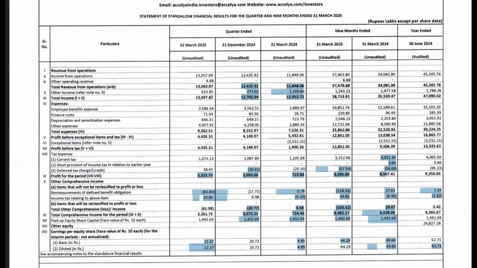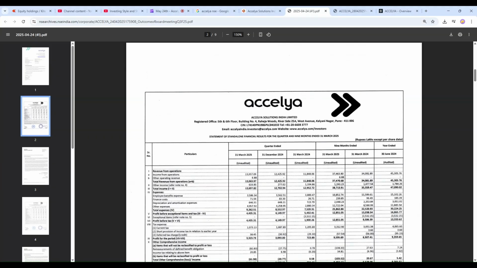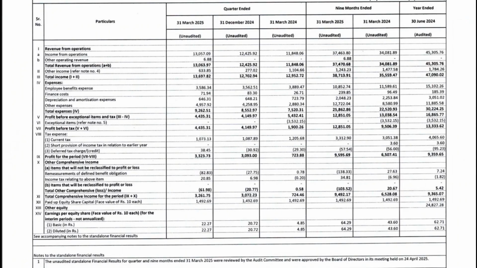Then we have this profit for entire year. Can I zoom it further? Then there are other remeasurements of defined benefit obligations. Since these amounts are very small compared to this row, we don't need to worry about the smaller figures. Total comprehensive income, which is pretty similar to the profit for the period.